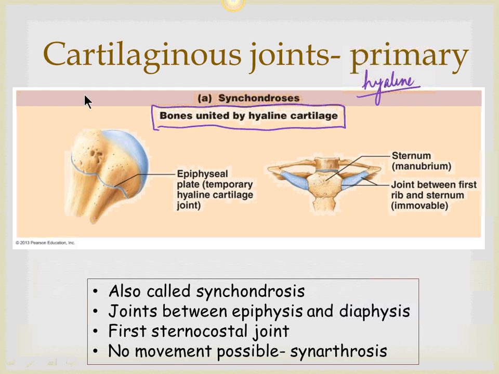So here is a good example. We did the skeletal system last time. So here is the epiphysis. This part here is the diaphysis. Between the epiphysis and the diaphysis is this epiphyseal cartilage, or known as the growth plate, right? So can you see between these two pieces of bone is this bit of cartilage? So this is a primary cartilaginous joint. This is also known as synchondrosis. The word syn again means together. Chondra means cartilage. That means the cartilage just comes together.